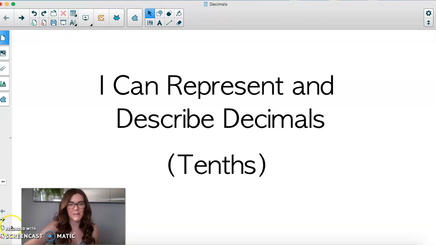Hi guys, and welcome to this week's lesson. Your I can statement is: I can represent and describe decimals to tenths. So let's jump right in.